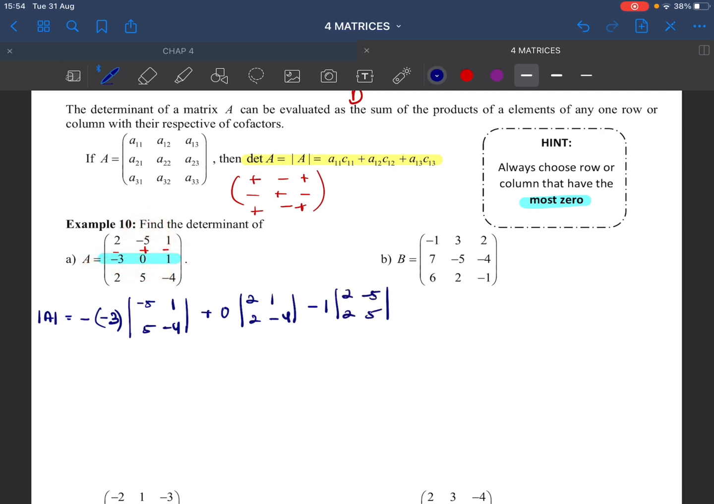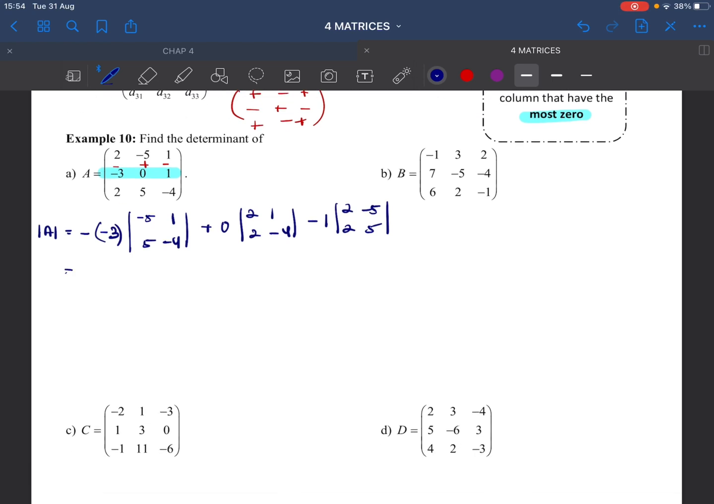So sekarang tinggal kira je lah. So here we are going to get 3. So yang dalam akan jadi 20 minus 5. Yang ini obviously kalau darab dengan 0 akan jadi 0 lah. Okay, sebab tu kita choose the row or column that have the most 0. So less calculation, less mistake. Okay, so this one is plus 10. So just find the answer, just put everything on the calculator. You are going to get 25. So the determinant of A is equals to 25.